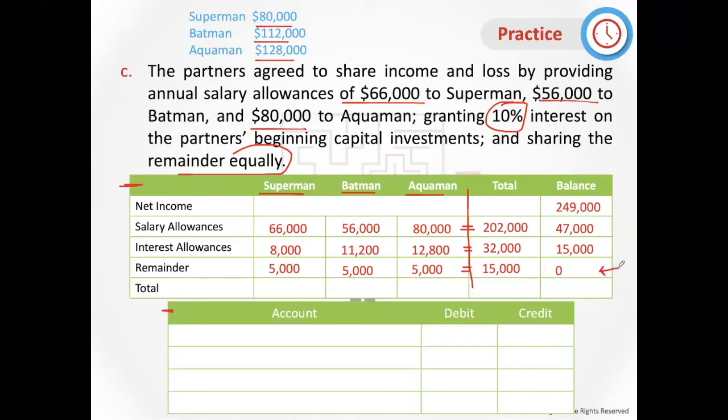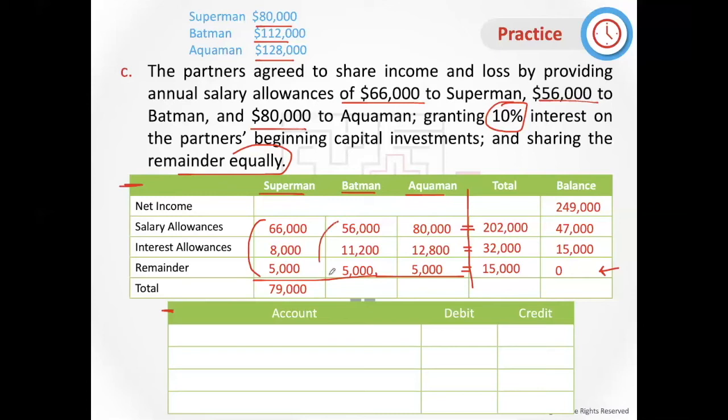What we're doing is taking the full amount of income and dividing it amongst the different partners for the full amount. We're not going to do less than the income or more than the income. We're going to do the exact amount of it. The last part is just totaling it to see what the total is going to be for the three different partners. We're going to add up everything for Superman. 66,000 plus 8,000 plus 5,000 would be 79,000.